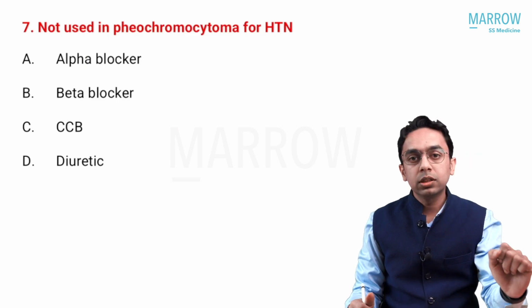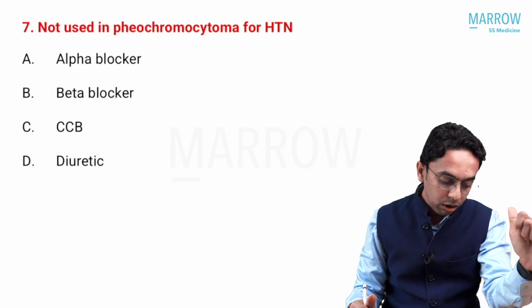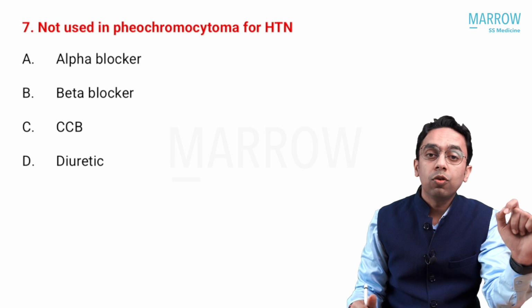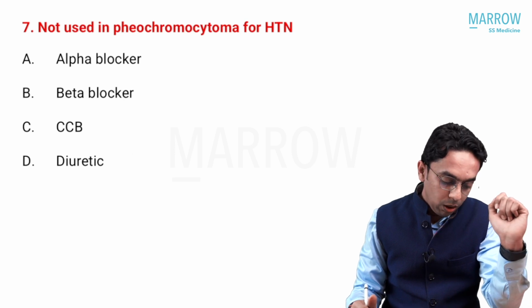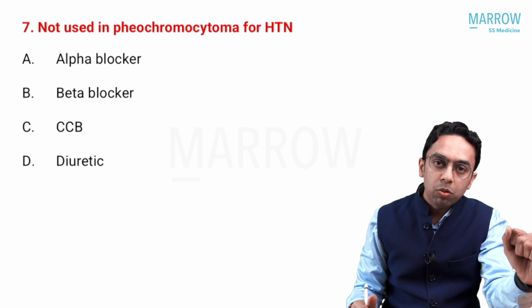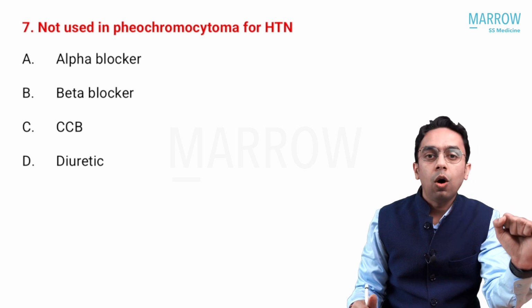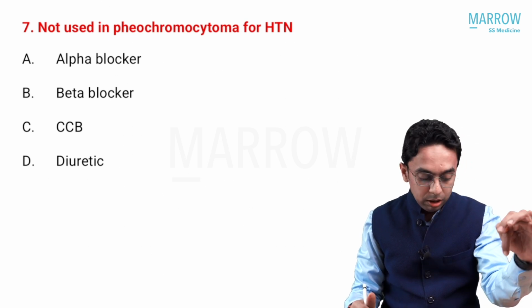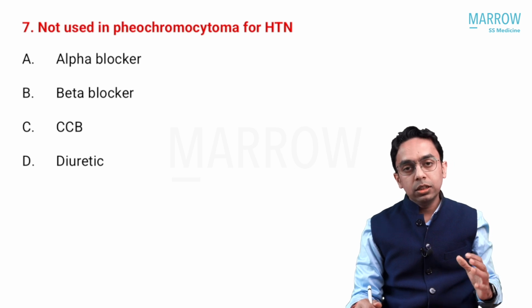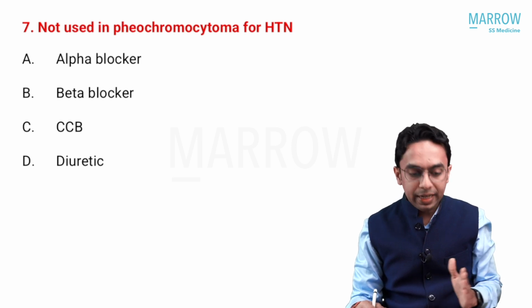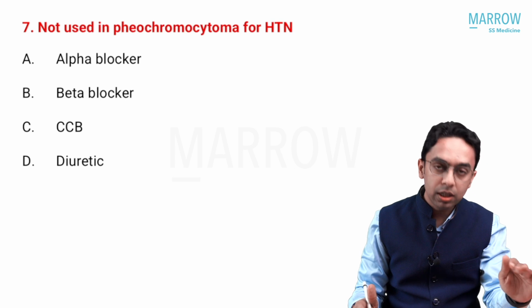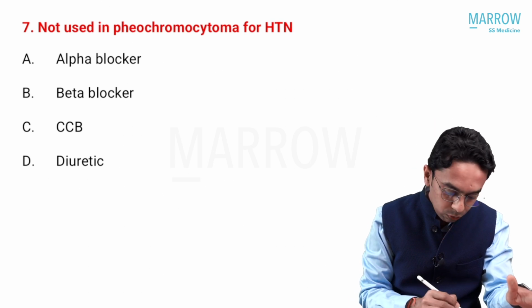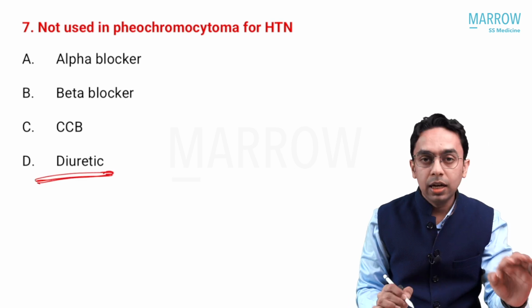Coming to question number 7. Not used in pheochromocytoma for hypertension. Alpha blocker, beta blocker, calcium channel blocker, or diuretic. Okay, so see, this is also like can be a tricky question here, but obviously it's a direct question here, so you would mark a diuretic.